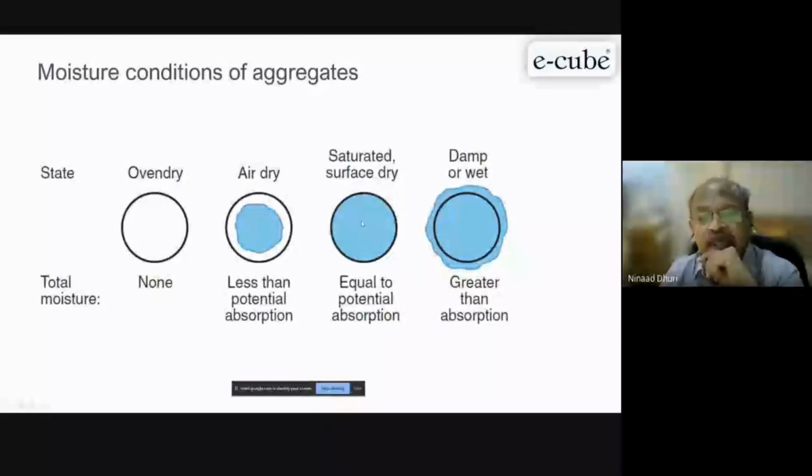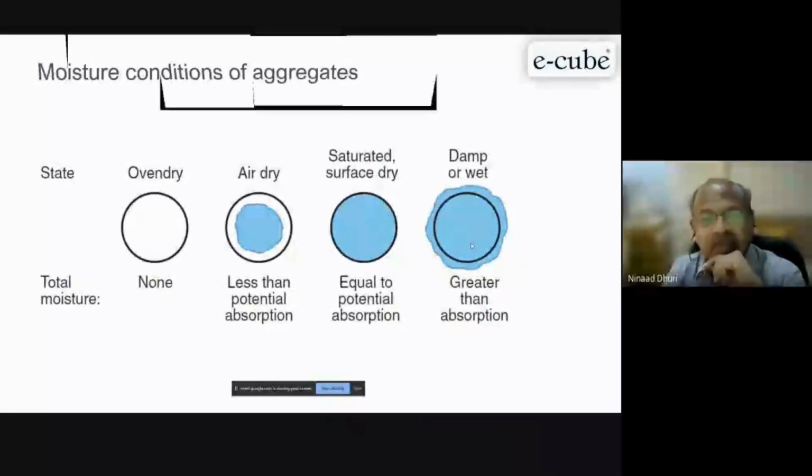Now, when you are using this aggregate in concrete production, what happens? They may be in this stage or this stage. It's not at this stage, always this or this stage. That's why we always say you have to do water correction for your aggregates. We'll discuss in detail when you go for mix design, but you always have to remember this figure.